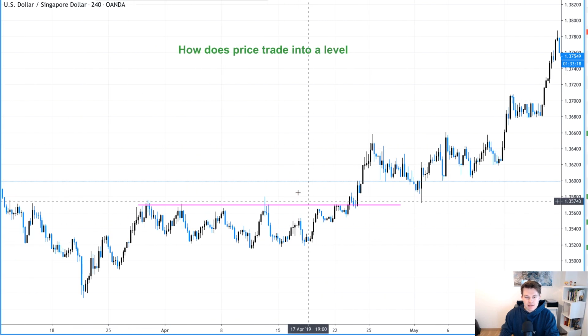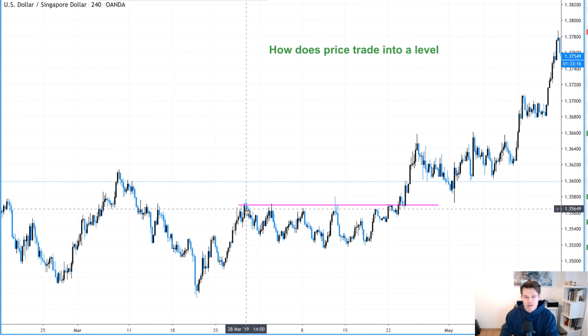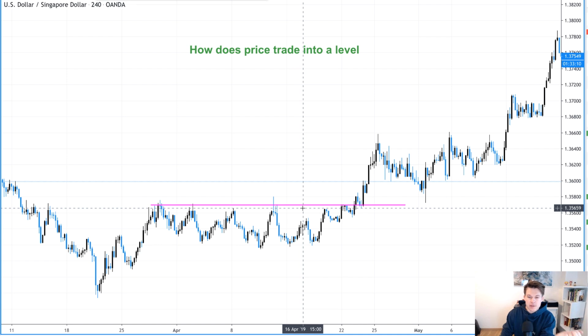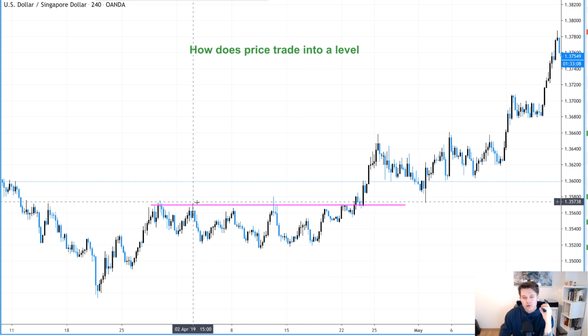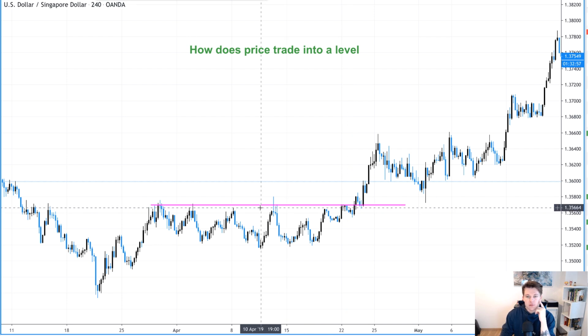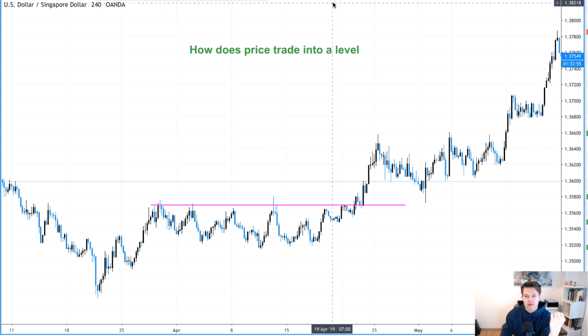And let's take a look at this range here. The market had established a very good horizontal resistance level, and this is where all breakout trades start, at least for me. You look for a market phase where the market moved sideways for a long time and where you either have a very good horizontal support or resistance level. And then you observe how the price trades into the level.